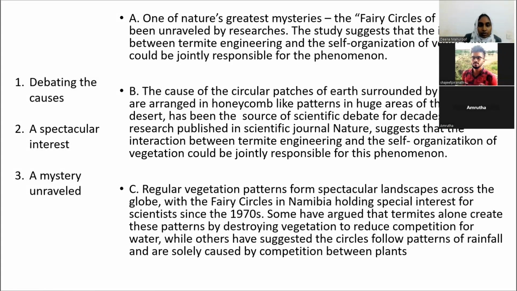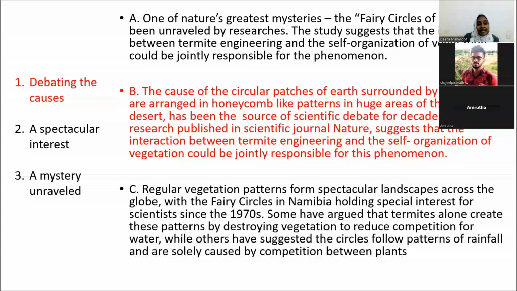So let's go through it. When you read the paragraphs, can you see where the word debate comes? Yeah, it comes over here, in the second paragraph. It says the cause of the circular patches of earth surrounded by grass, which are arranged in honeycomb-like patterns in huge areas of the Namib desert, has been the source of scientific debate for decades. So you know there's a keyword here, in the text and in the question. So basically it's B.